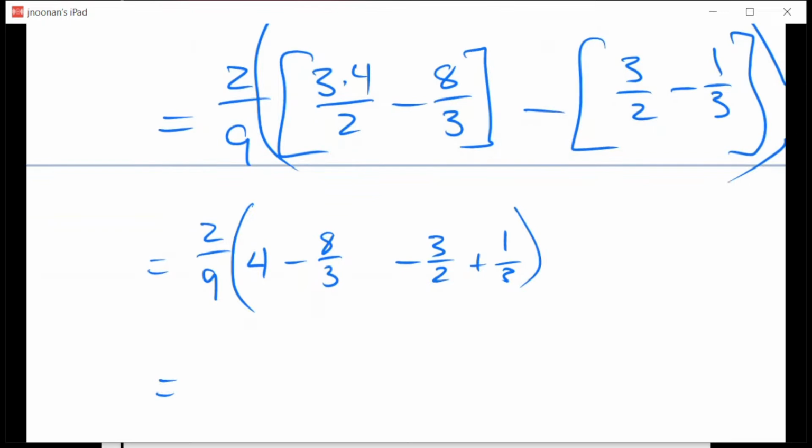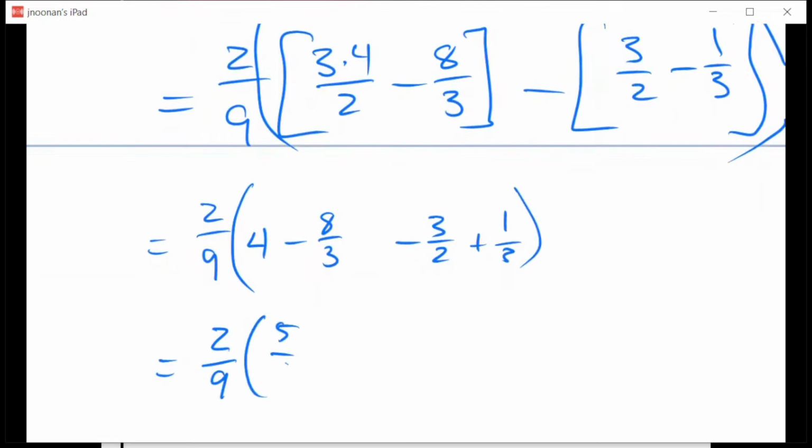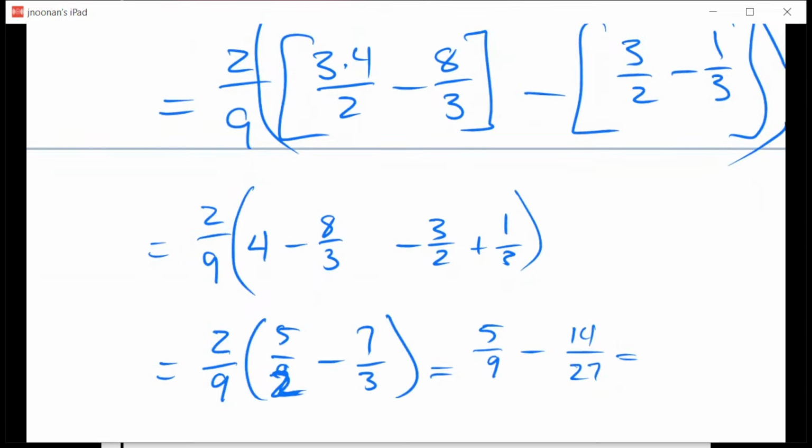So 1/3 and 8/3 becomes 7/3. This is not going to be nice, is it? 5/2. So we got 2/9 times 5/2 minus 7/3. I think I got that right. So 2/9 times 5/2 is going to be 5/9. 2/9 times 7/3 is going to be 14/27. Multiplied by 3, this would be 1/27. That's my final answer. That does not feel right to me.